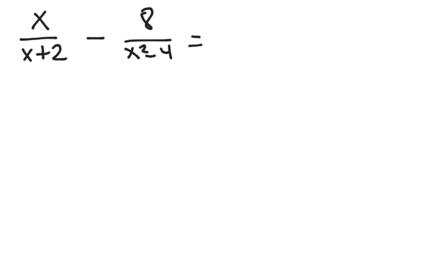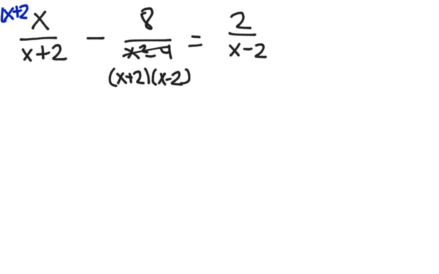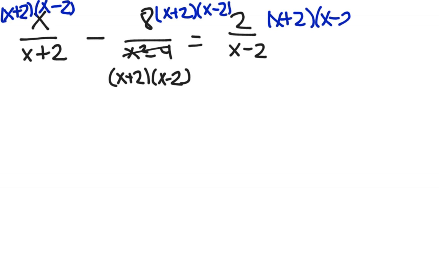Let's look at one more example. This time I have x over x plus 2 minus 8 over x squared minus 4 equals 2 over x minus 2. Once again, I have a denominator not factored. My middle denominator should become x plus 2, x minus 2. And that happens to be my common denominator. So once again, we're multiplying everything by x plus 2, x minus 2. And you can see I'm writing that in blue by each term. Again, that helps me to reduce and helps me to remember to distribute to all terms.